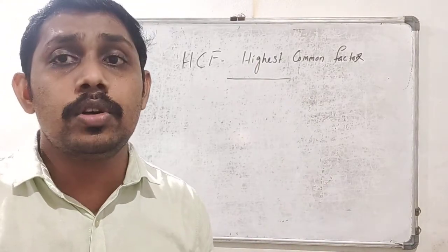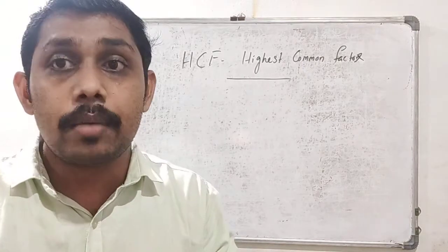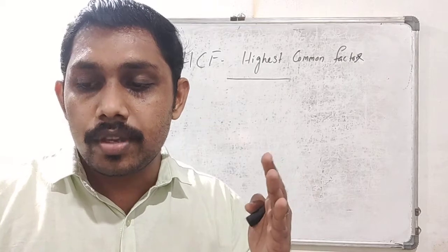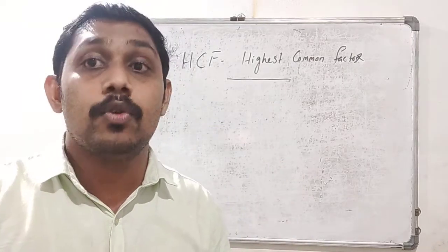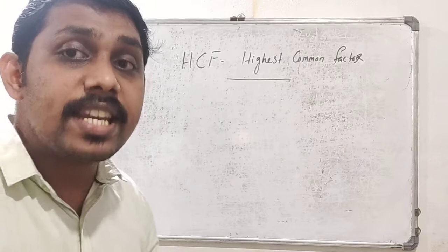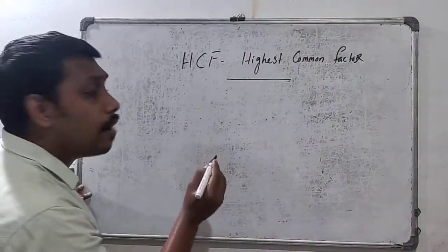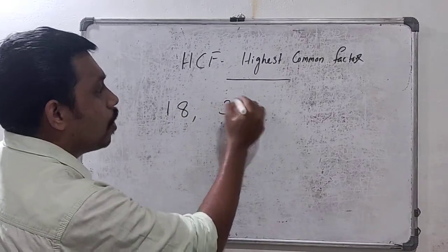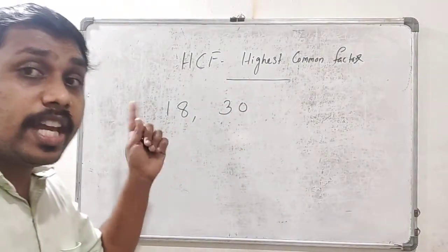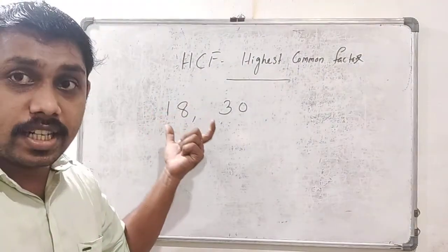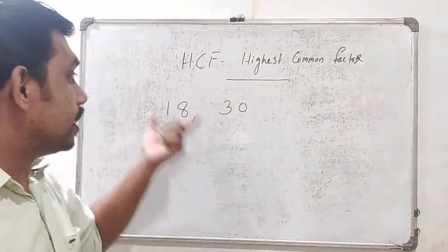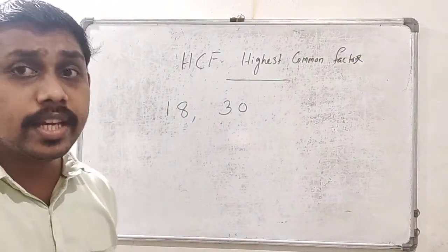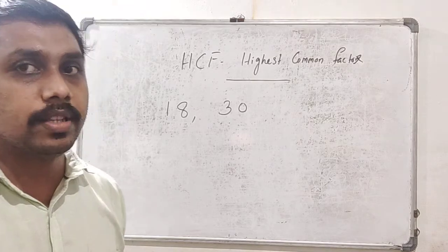Let's move on to the topic with an example. The question is, find the HCF of 18 and 30. So here we have the numbers 18 and 30. For this we need to know the factors of both numbers, the factors of 18 and 30. For that I am using the division method. We know the division method, isn't it?